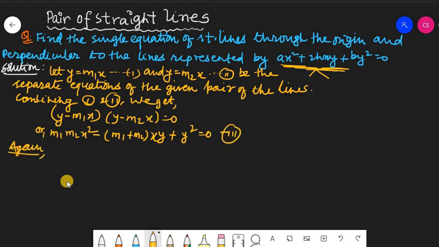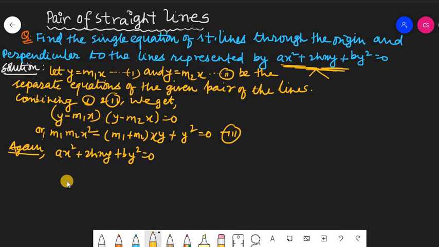Again, now let us take the given equation of pair of straight lines, that is ax² + 2hxy + by² = 0. What is the difference between this and equation 3? Actually they are the equation of the same straight lines, but directly now we cannot compare because the coefficient of y² in the lower equation and the upper one is not the same. It is 1 up, down there is b.